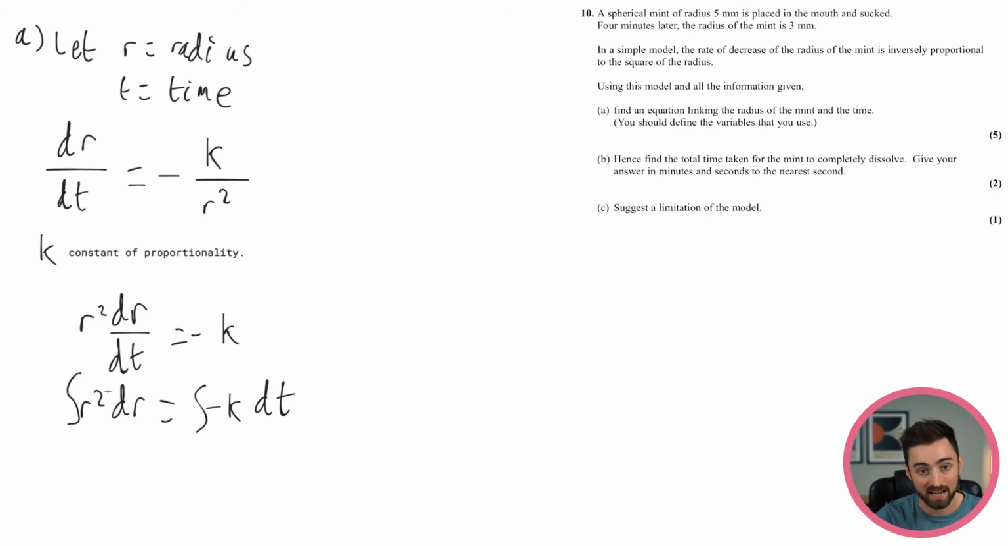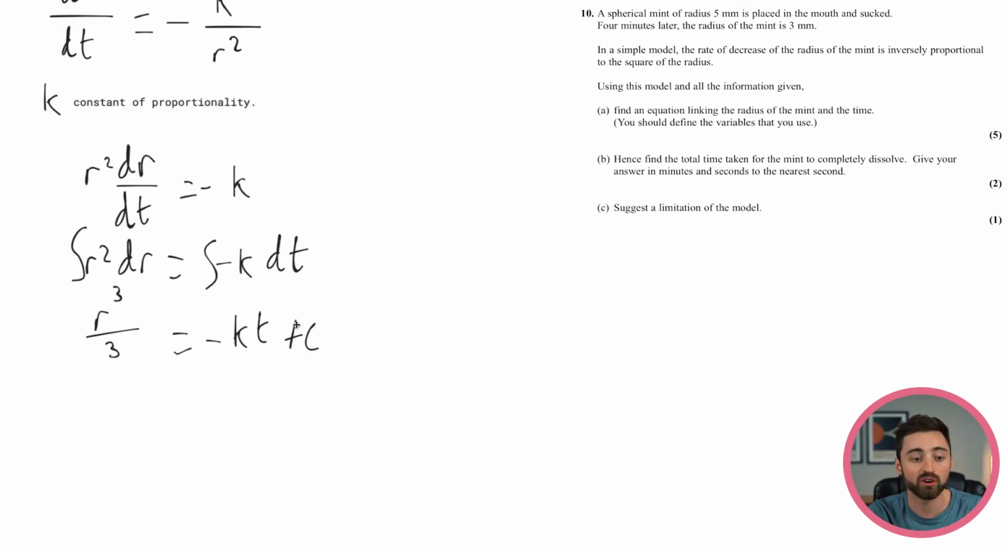So that's going to be, well, I add 1 to the power to get r cubed, divide by the new power to get over 3. And then this is going to be equal to the integral of this thing with respect to t. So k is just a constant, so it's quite easy. It's going to be minus kt. Now, I need an arbitrary constant here. So I could do it on the left, I could do it on the right, I could do it on both. I'm allowed to just do it in one place because they could both have a constant, but then if I was to take one of the constants to the other side and merge them, that's just going to be another arbitrary constant. So I'm just going to say plus c here.